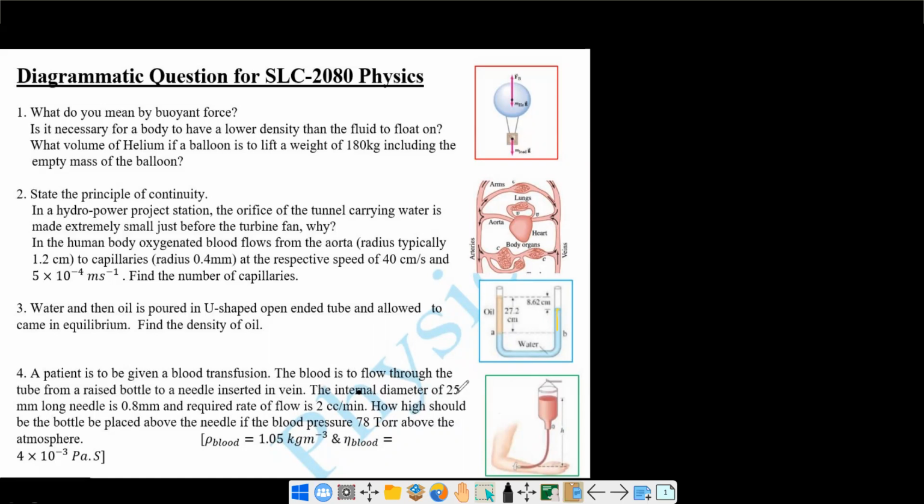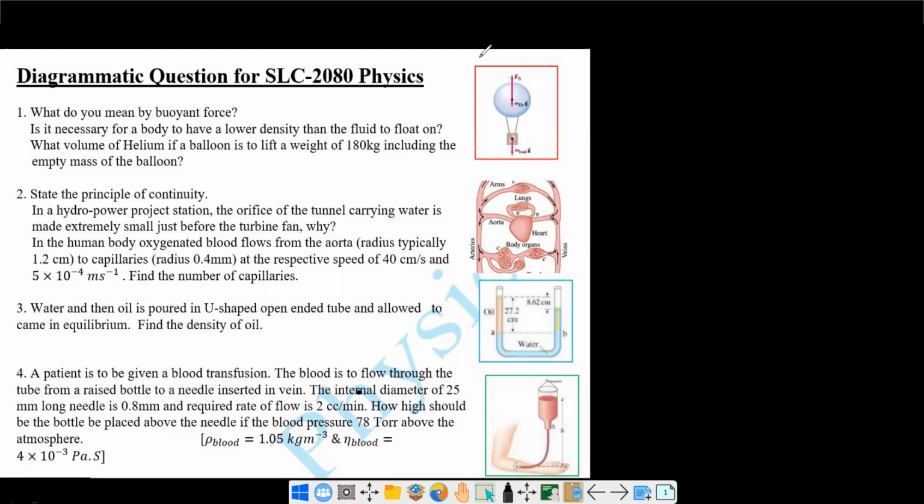The internal diameter of this needle is 25 millimeter. The length of the needle is 25 millimeter, where the radius is 0.8 millimeter, and it is required to have a flow of blood at 2 centimeter cube per minute. How high should the bottle be raised so that the blood pressure is 78 torr above the atmospheric pressure?